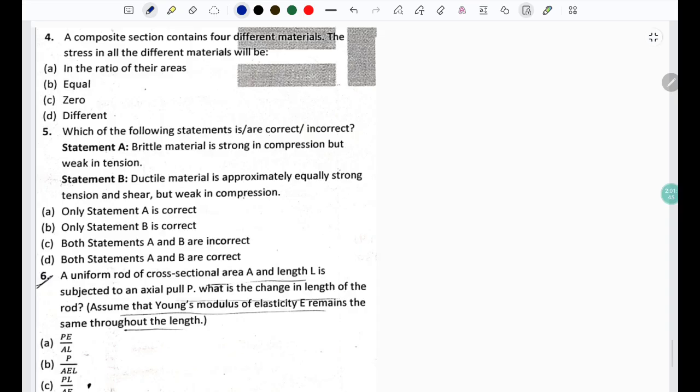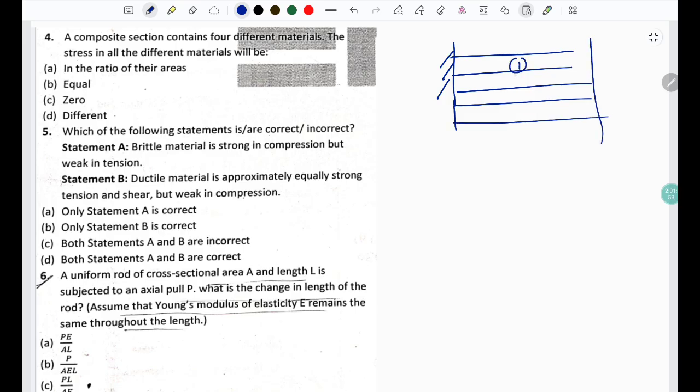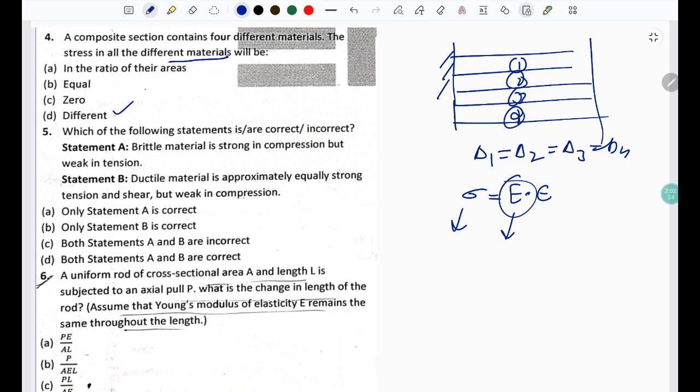Let's see these three questions. A composite section contains 4 different materials. Let us say there are 4 different materials, 1, 2, 3 and 4. Then the stress in all different materials would be, now there's a compatibility condition in the composite sections, that strain will be same in all these. Now since stress is modulus of elasticity times the strain, even if the strain is equal, it will depend upon the Young's modulus of elasticity. Because they are different materials, this will be different, hence stress has to be different. So fourth will be T.